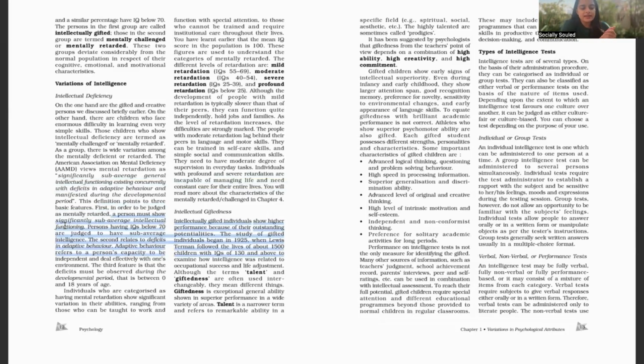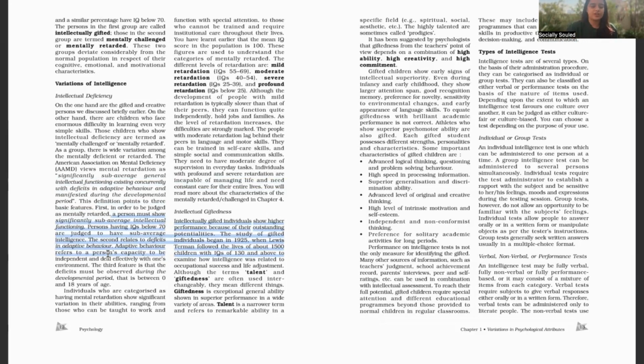Okay, the second relates to the deficits in adaptive behavior. Deficits means we can't do certain things, certain problems are there in us, so that we cannot adapt ourselves to the given environment. That is known as deficits in adaptive behavior. Adaptive behavior refers to the person's capacity to be independent and deal effectively with one's environment. Adaptive behavior is nothing but how well you adapt to the environment that you have.